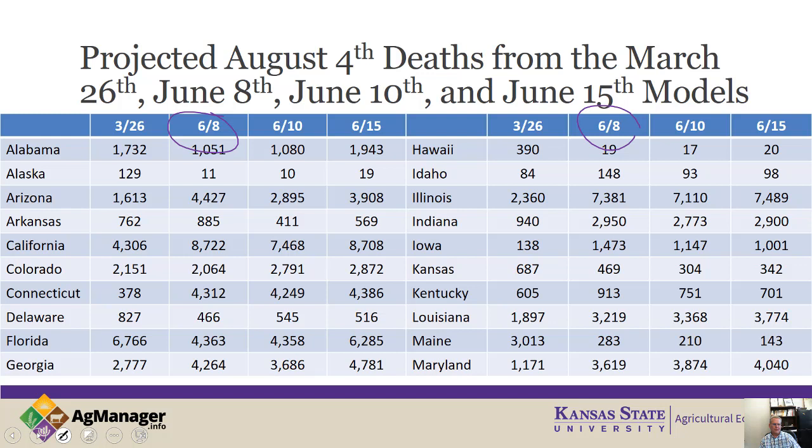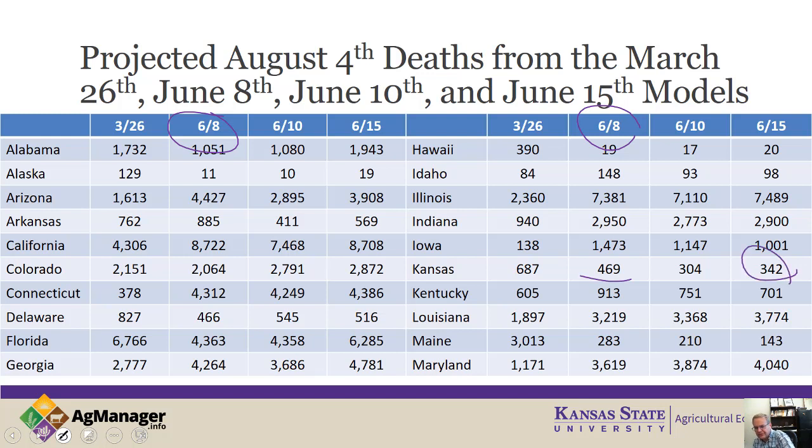Arizona, prediction's a little better. Arkansas is a little better. California, about the same. Colorado, a little bit worse. Connecticut, about the same. Delaware, a little worse. And so you can kind of go through those, focusing on Kansas.